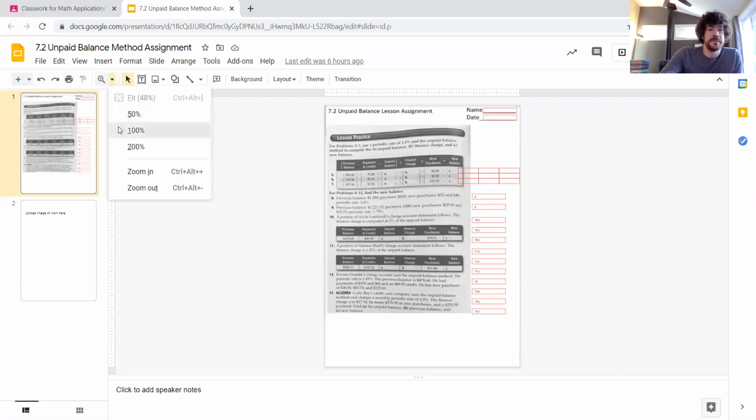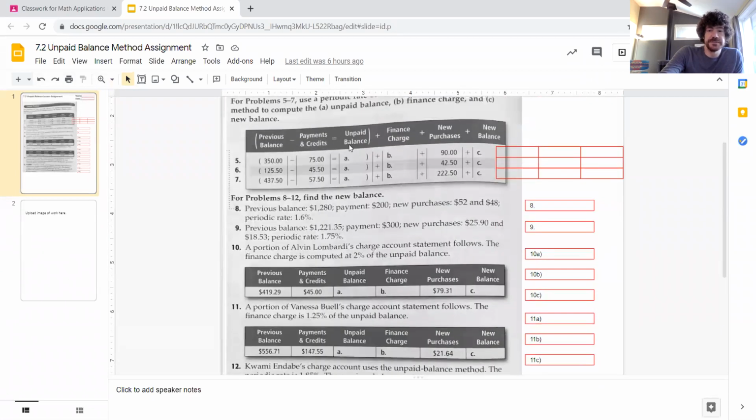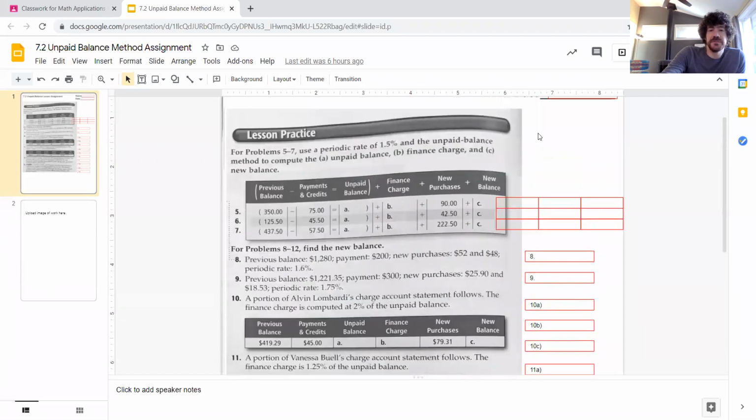Okay, so all these questions that we have today are going to be very similar to what we just did. So the table up top here, it's just like those first types of questions that we did. I went ahead and made A, B, C boxes for each of these just to give you a little more room to work. So for 5, 6, and 7, unpaid balance for A, finance charge for B, new balance for C.